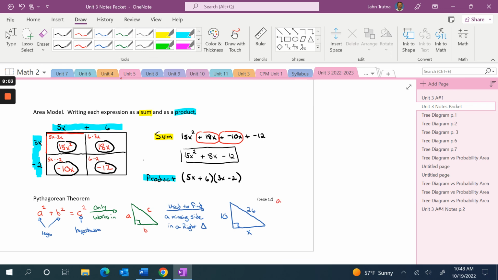Okay, so we're going to use a squared plus b squared is equal to c squared. c is the hypotenuse, so in the place of c, I'm going to substitute the number 26. And then a and b are the legs, which are 10 and x. So in the place of a, I'm going to substitute 10. In the place of b, I'm going to substitute x.